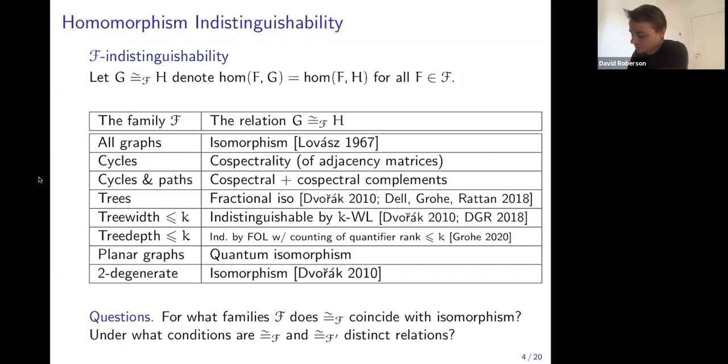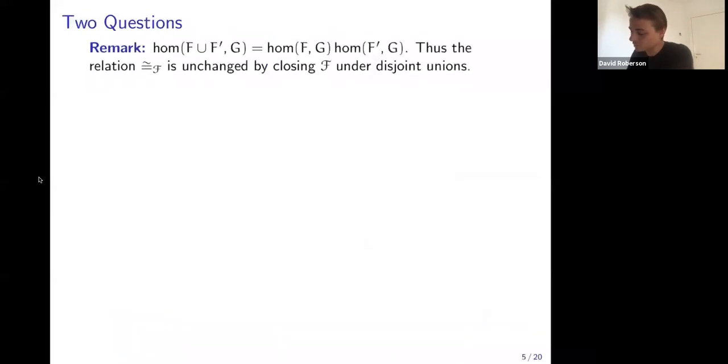But I think it's natural, at least, to ask, okay, well, maybe there's something special going on with minor closed classes. And if you disagree, then well, you can stop listening to this talk if you like. But I think it's an interesting question. That's what we're going to focus on, although we're also going to talk about these classes of bounded degree.